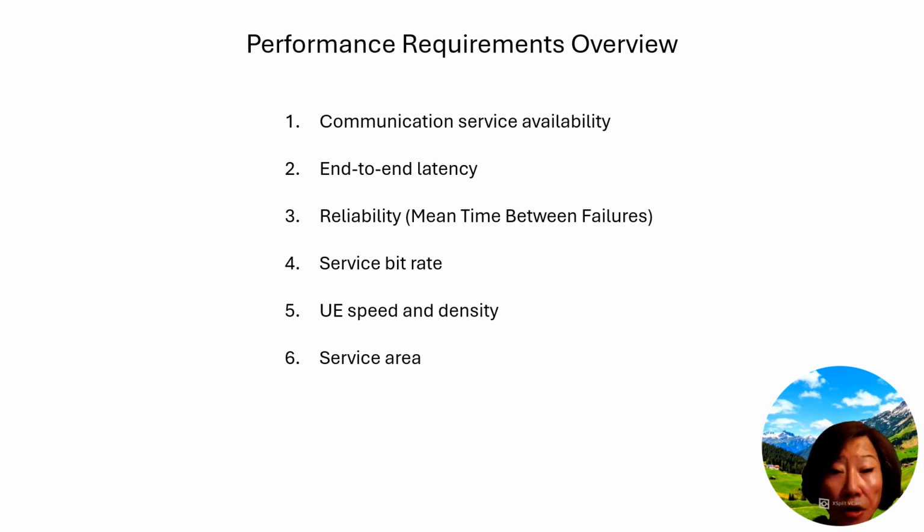UE speed, user equipment speed, and density requirements are particularly important for mobile robots and other moving machinery in factories. These performance requirements are interdependent and often involve trade-offs. For example, achieving very low latency might require compromises in terms of reliability or throughput.